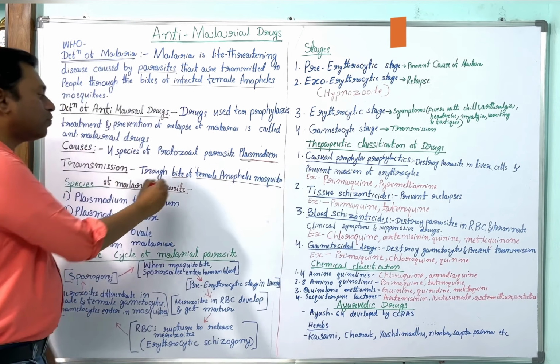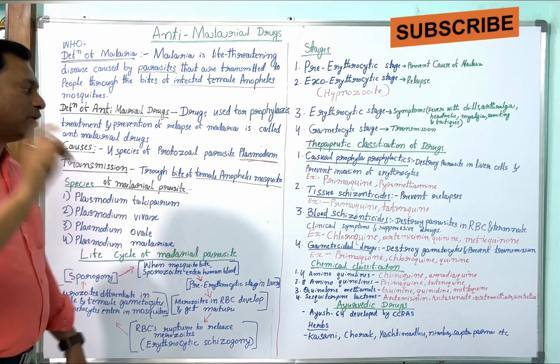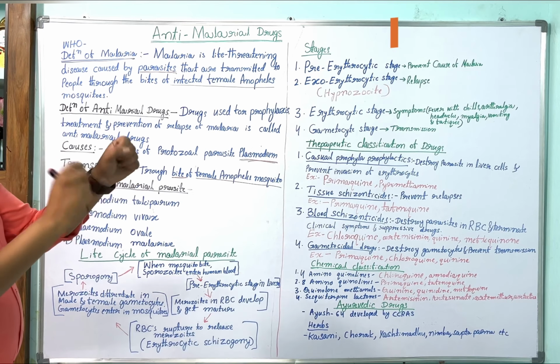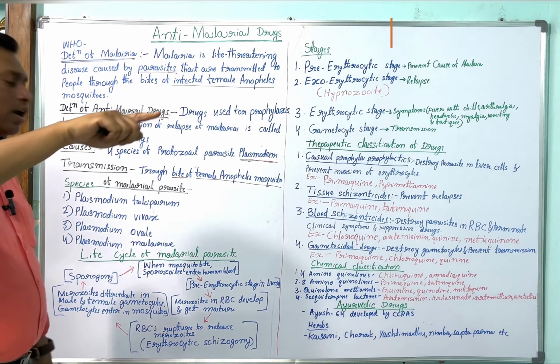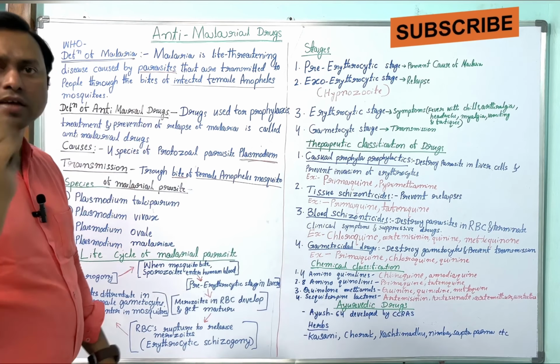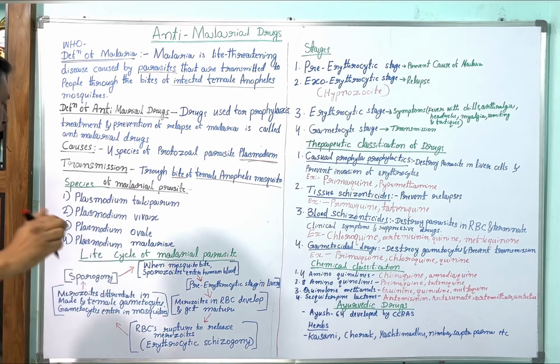Whenever the female Anopheles mosquito bites, the infection is transmitted from one infected person to another person. This is about the transmission.